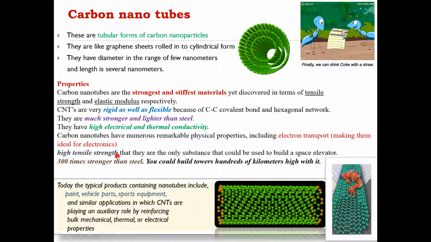Because of the high tensile strength, this is the substance proposed to build a space elevator. For a space elevator, the major issue is the weight, right? And the strength. So here CNT is giving you both. It's light in weight, but it has very good tensile strength. You could build towers hundreds of kilometers high with it because of its toughness, right? And these are some of the applications in day-to-day life. You have a lot of electronic materials, paint, vehicle parts, sports equipment, which all contain CNTs.